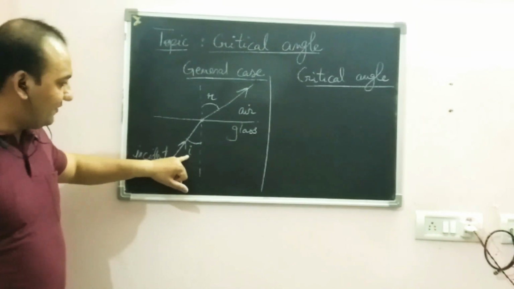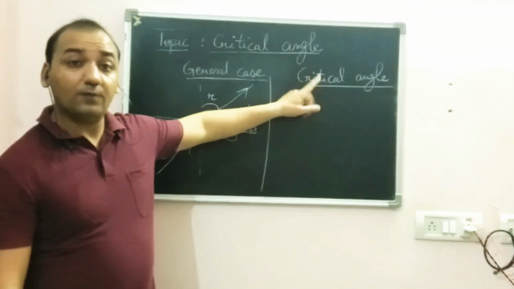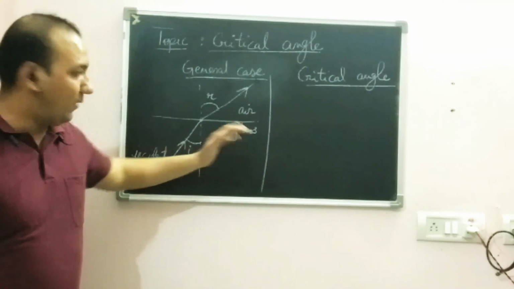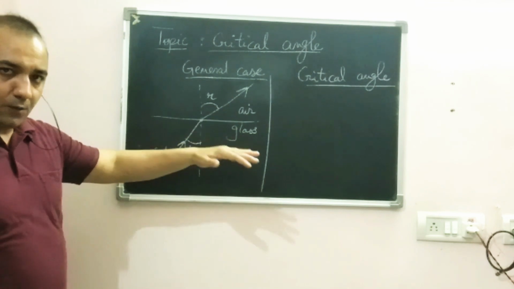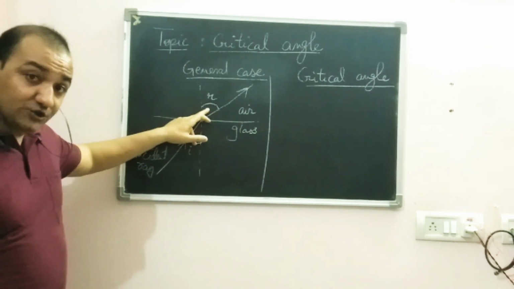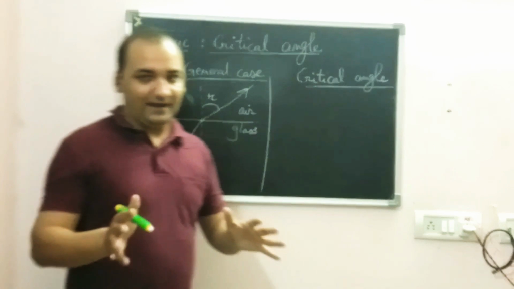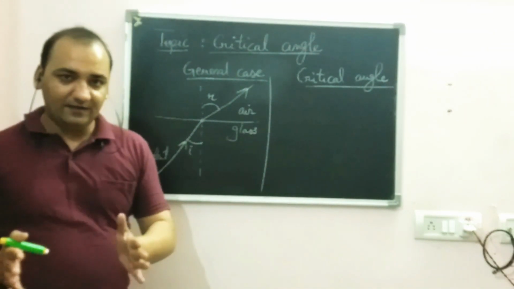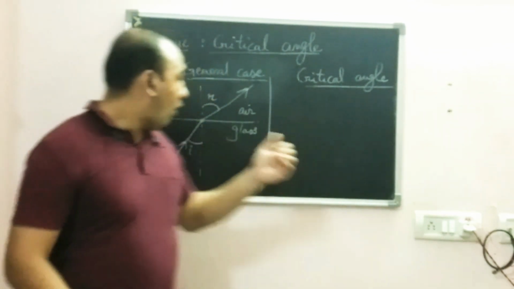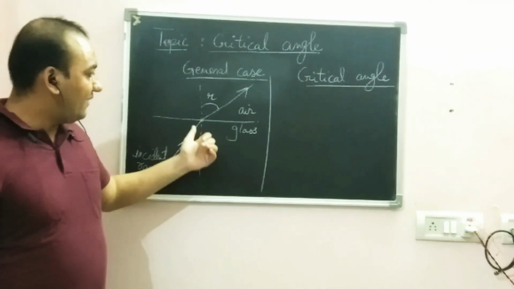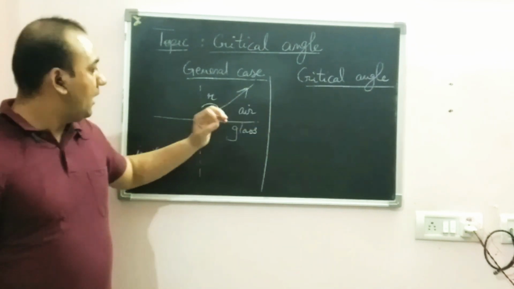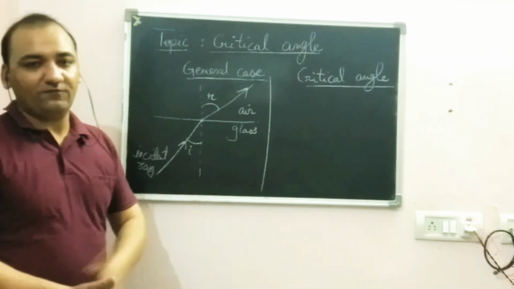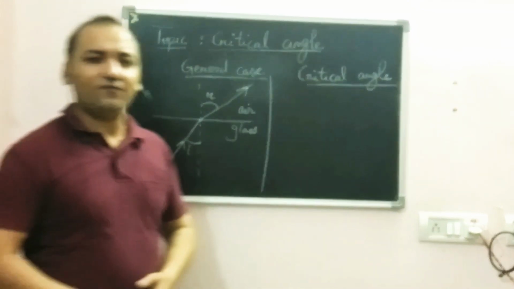But what if this angle of incidence becomes the critical angle? Because critical angle is a special angle of incidence in a denser medium, when a ray of light is passing, under which the angle of refraction becomes 90. So that's how we define it. Critical angle is defined as the special angle of incidence in a denser medium when a ray of light passes from denser medium to a rarer medium, under which the angle of refraction becomes 90 degrees. It's a special case of angle of incidence.